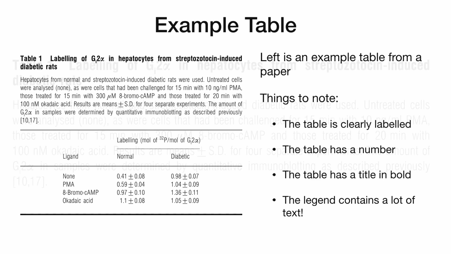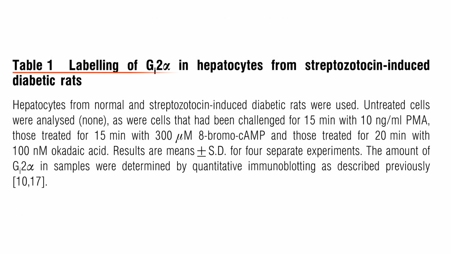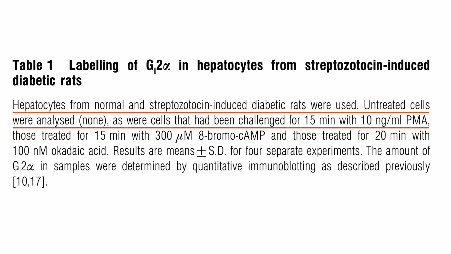So if we look at the legend, as I say, Table 1, and it's got a title, so we know what the table is about. We then have some text that describes the experiment, the conditions. We've got challenges here with 15 minutes. We've got 300 micromolar 8-bromocyclic AMP. It tells us how the experiment was done.